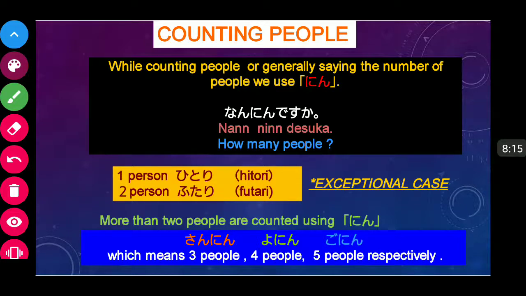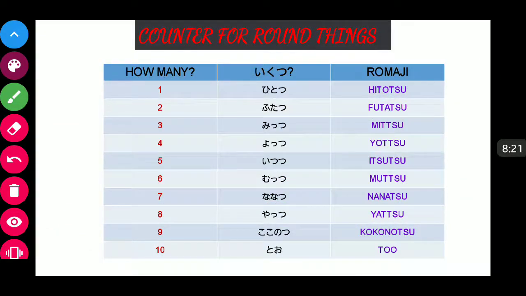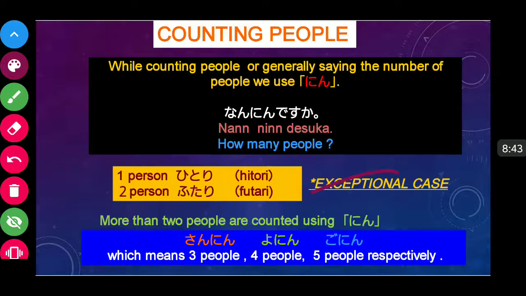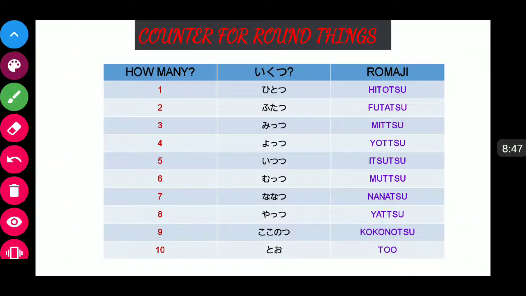Now, the next slide is the counter for round things. Suppose we need to say how many apples we need, or oranges, any round thing. Then the shopkeeper will ask, how many apples do you need? In Japanese, they will say ikutsu.